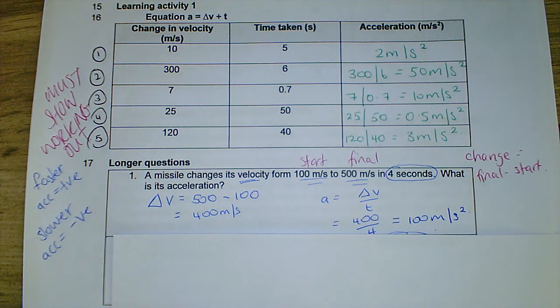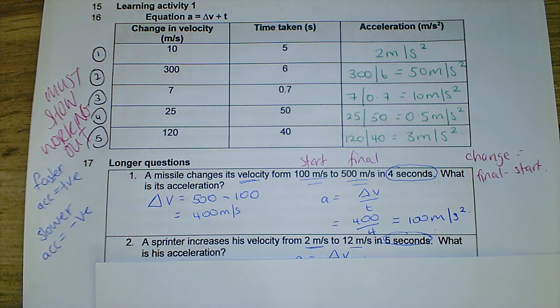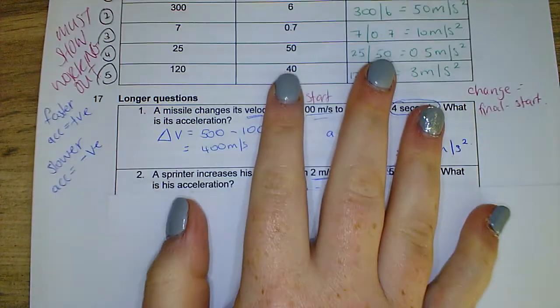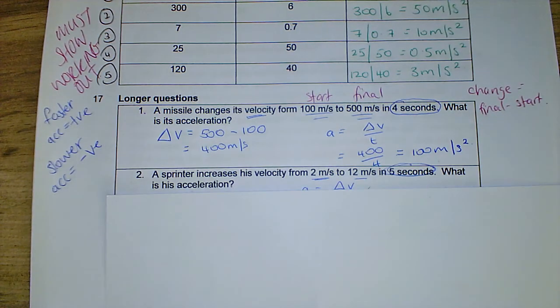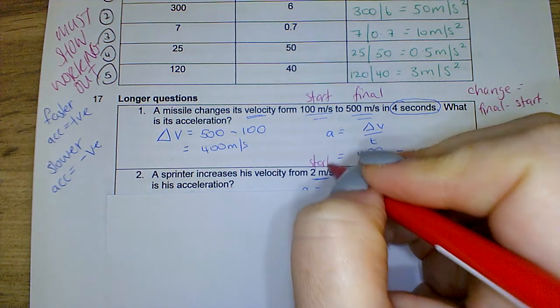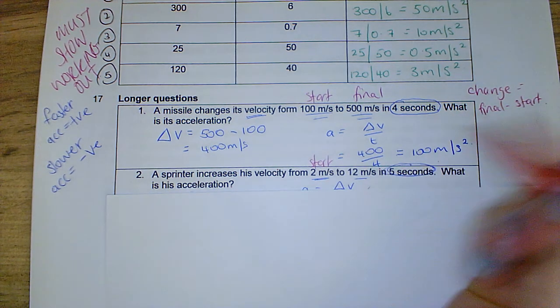Pause the video now and make your way through questions 2 to 5. Okay, hopefully you've managed to make your way through those questions. I'm now going to go through them with you. Mark them in green pen and add any corrections that you need to do. A sprinter increases his velocity from 2 meters per second to 12 meters per second in 5 seconds. What is his acceleration? So again, this is the start and this one here is the final.